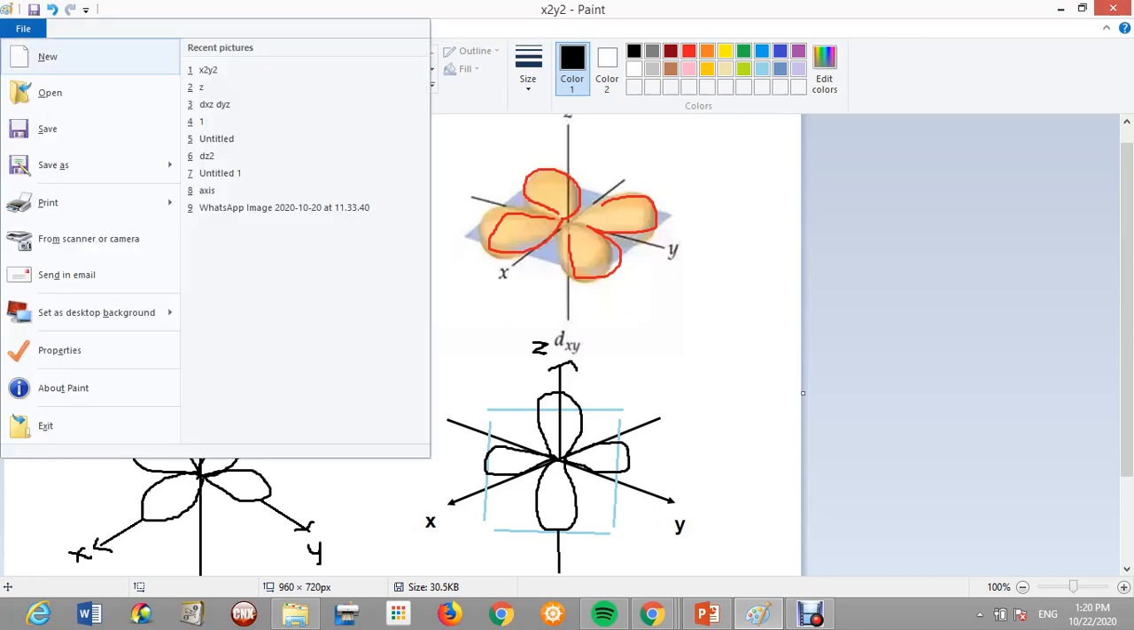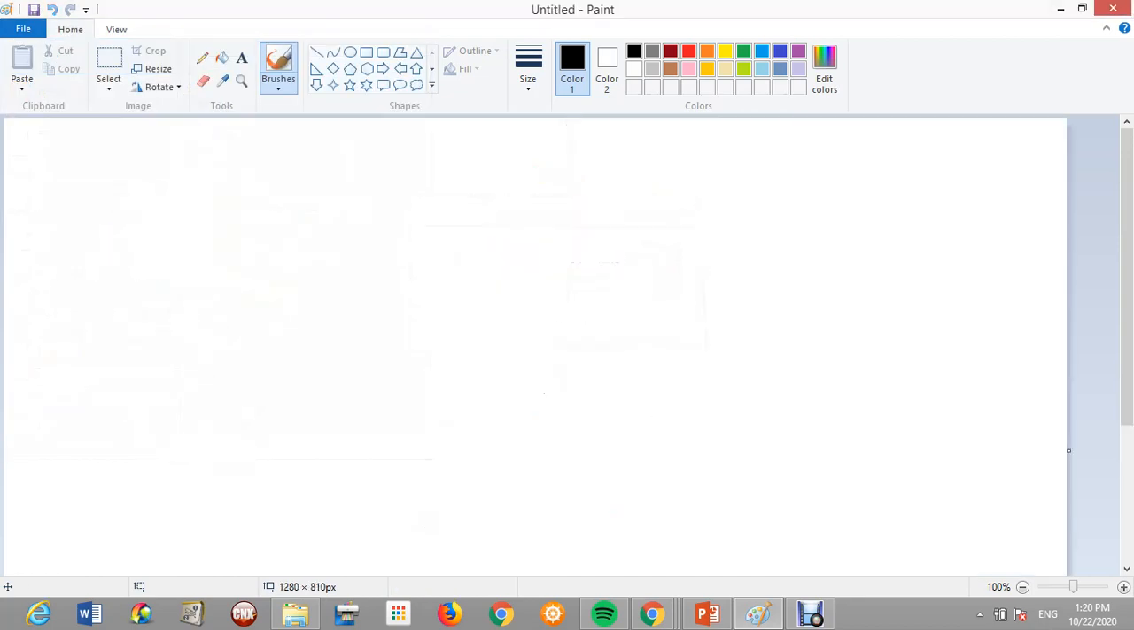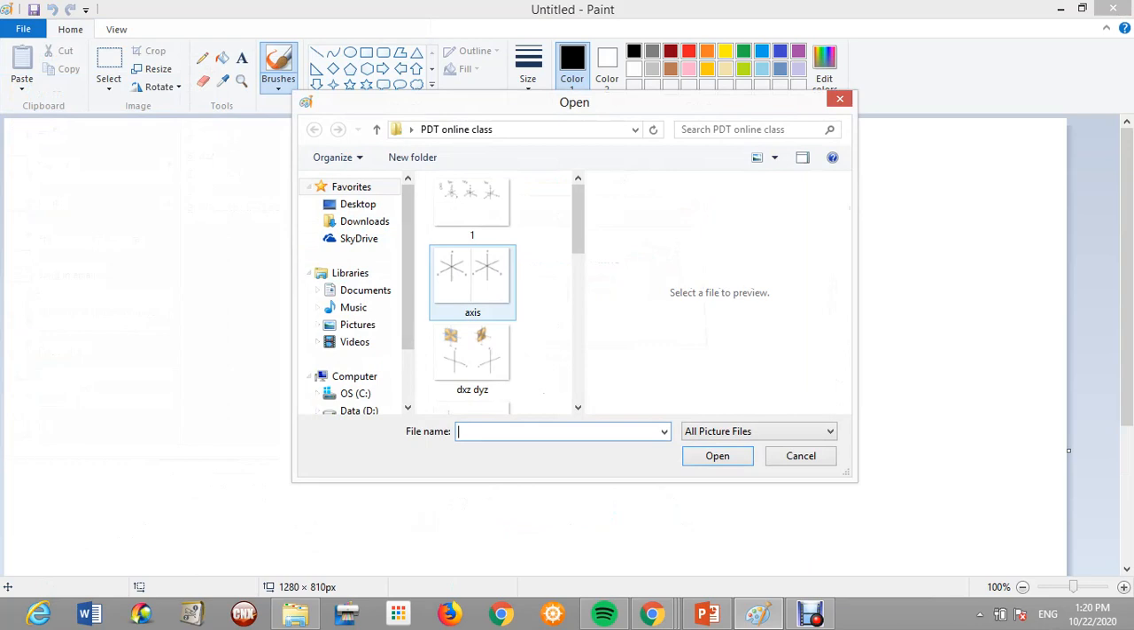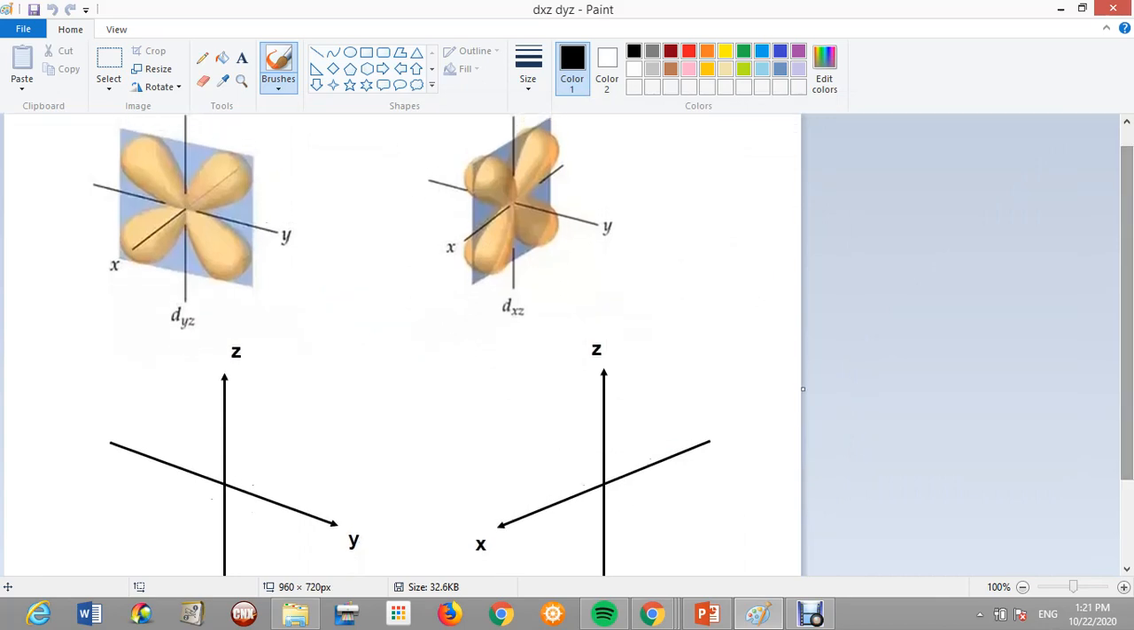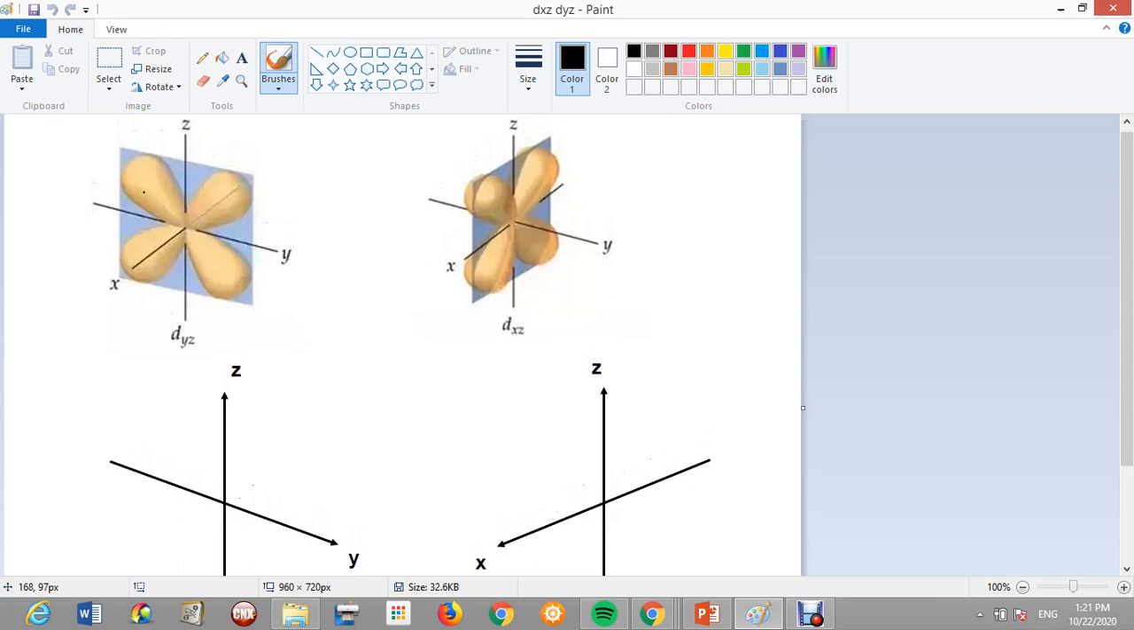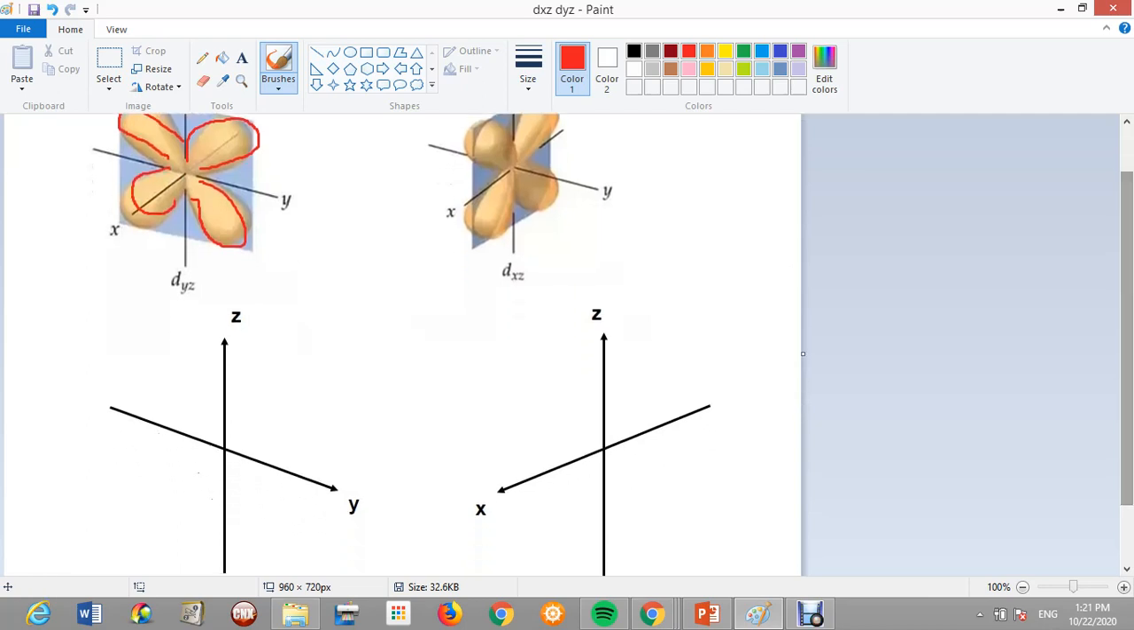Next you're going to see the last two, which are dyz and dxz. For dyz, the loop is between your y and z. You can see this is the loop of the clover leaf, and it's between the axes. So firstly, I draw the axis of y and z, and then I'm going to draw the loop.